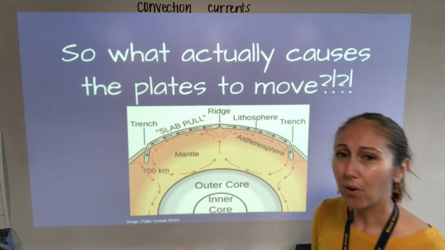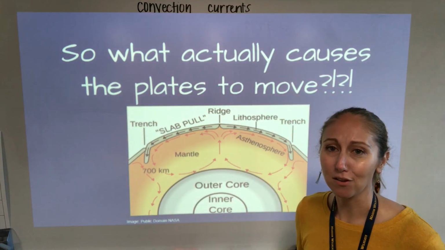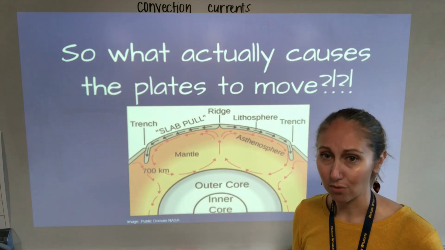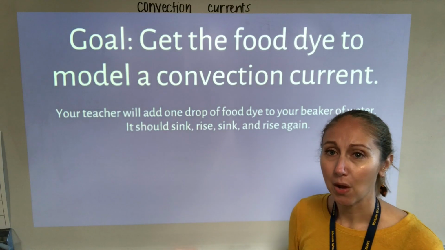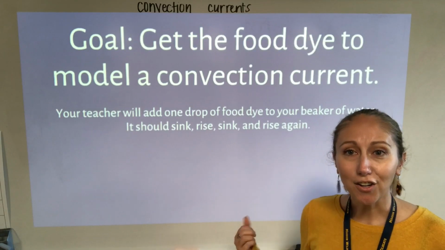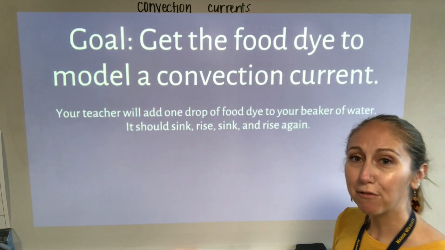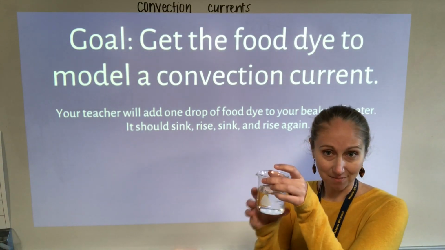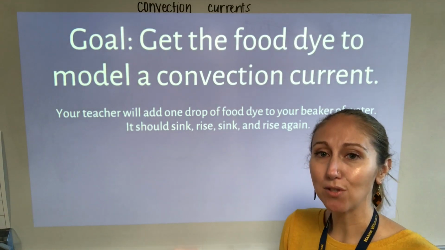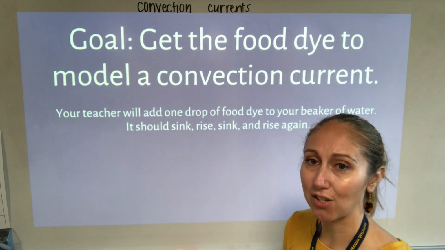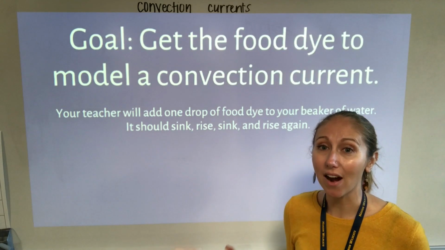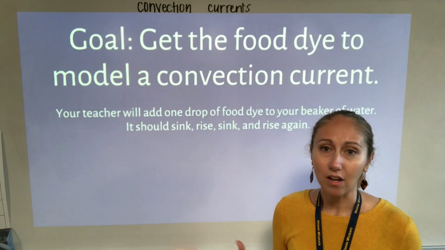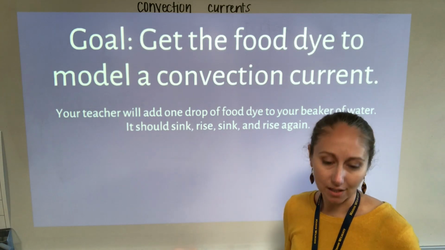But what's causing that mantle material to rise up and sink again? Well, that's your goal today. Your goal is to get a drop of food dye to model a convection current in a beaker. Since we can't actually go to the mantle and observe the convection currents occurring to determine why they're happening or how they're happening, we're going to create a model in the classroom or virtually.